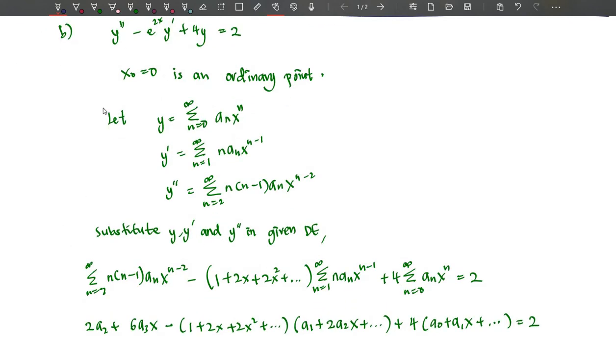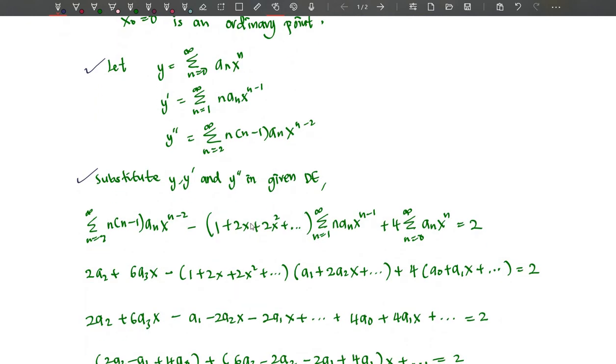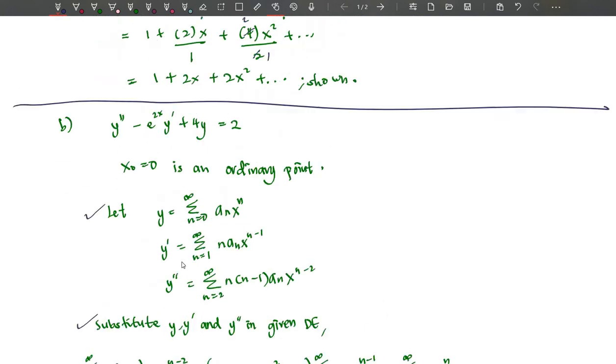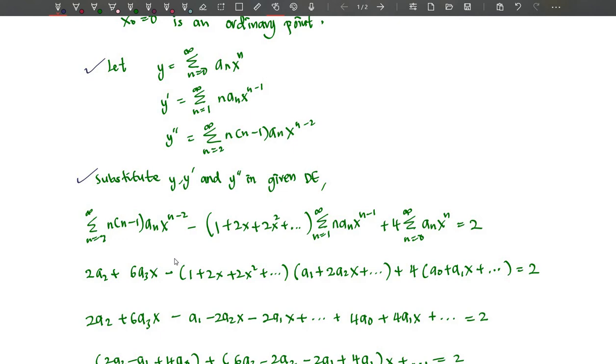Next, after we let these summations, we need to substitute y prime and y double prime in the given differential equation, including the e^(2x) that we obtained earlier, in terms of series. So right now, summation n equal to 2 until infinity n times (n-1) a_n x^(n-2), minus the expansion for e^(2x), times y prime here, plus 4y equal to 2.